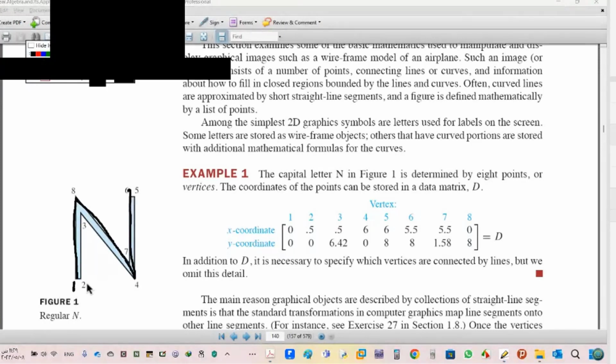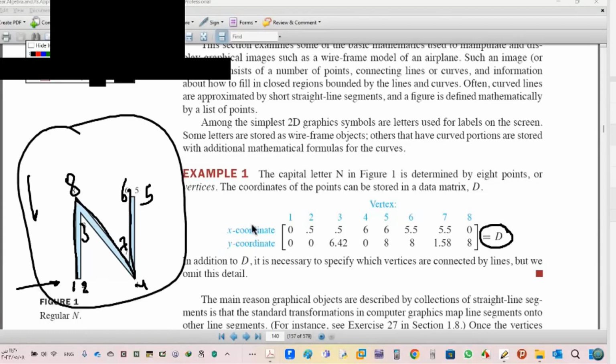You can divide this for each edge, 3, 4, 5, 6, 7, 8, and after that you can divide to, for example, point x and y. For x we have 0, 0, 5, 0, 5, 6, 6, 5.5 based on the size, x and y, and after that you can make the matrix.